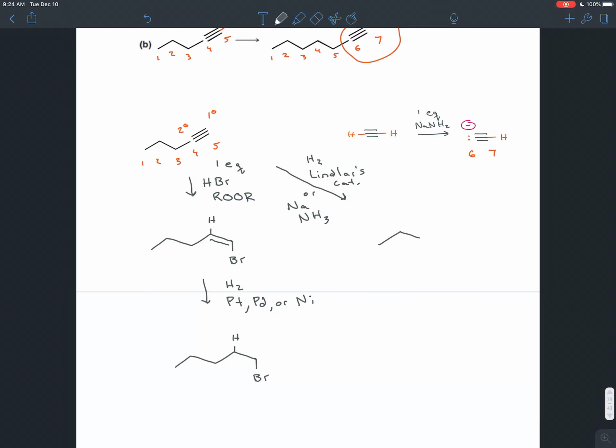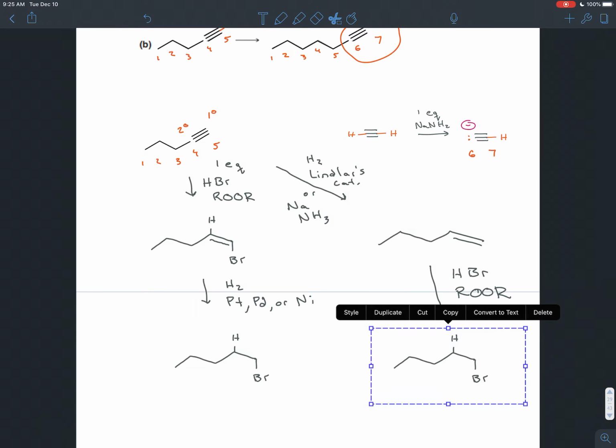Either way, you would get an alkene there. And then you could do the HBr with peroxides to get the anti-Markovnikov product. So the hydrogen would add to the more substituted carbon, and the bromine would add to the less substituted carbon. We'd end up with this same thing.